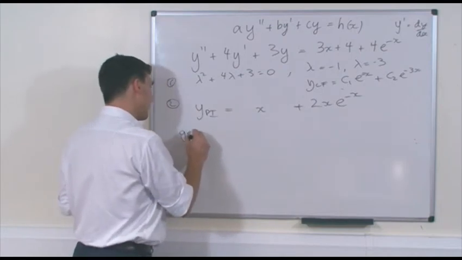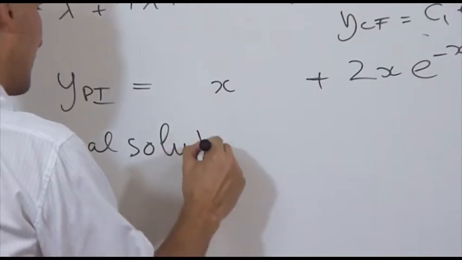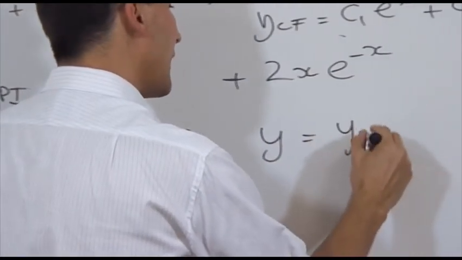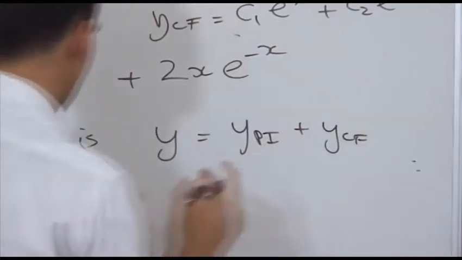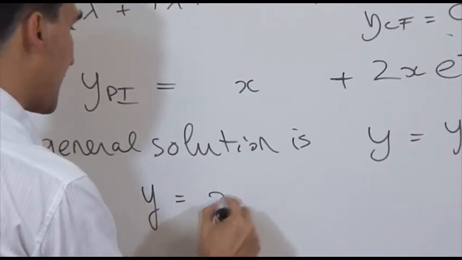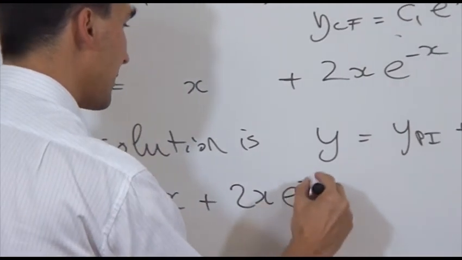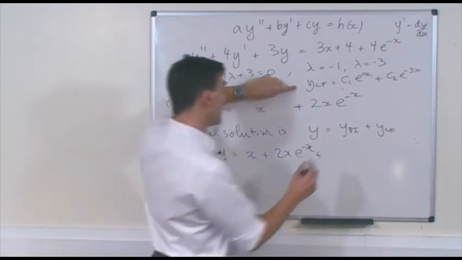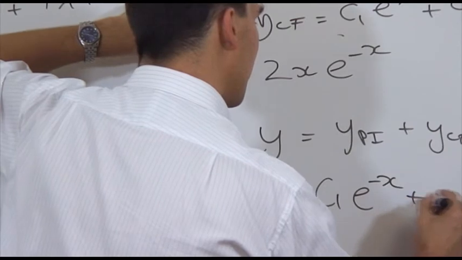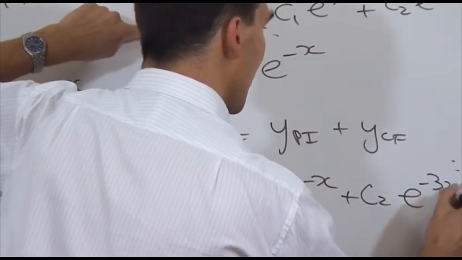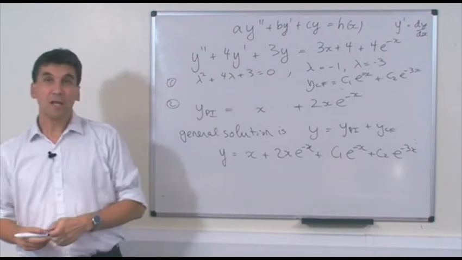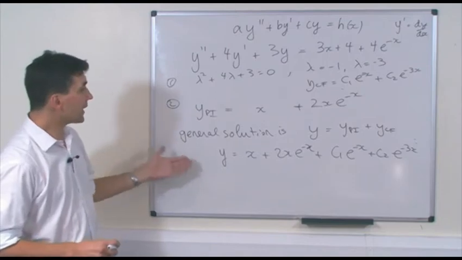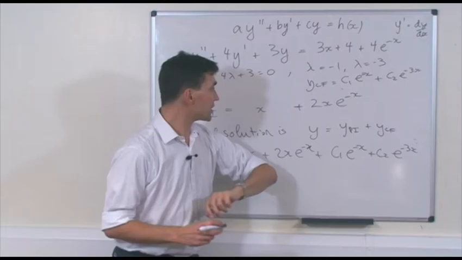So the general solution is y is y p i plus y c f. So y is x plus 2x e to the minus x plus the complementary function in this case, which was up here, c1 e to the minus x plus c2 e to the minus 3x. There's our general solution. Now in this problem, I haven't given you any initial conditions or boundary conditions. If I had, we would use those to work out the values of c1 and c2.